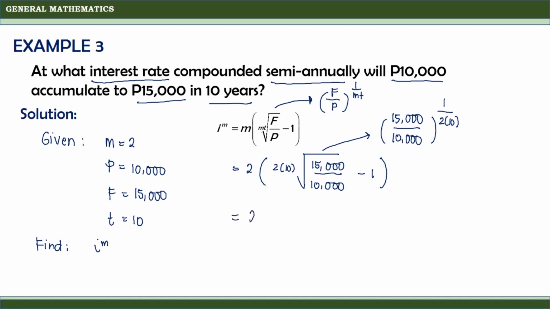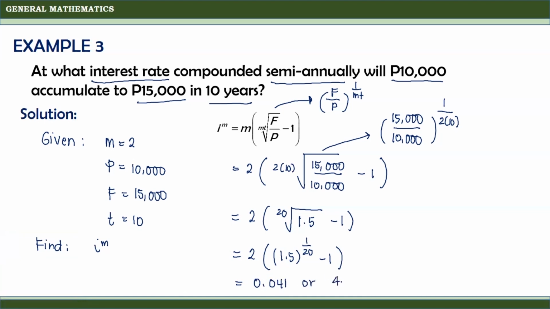So we're going to have 2 times the 20th root of 1.5, minus 1. From here, we can write this expression as 2 times 1.5 raised to 1 over 20, minus 1. Using our calculators, this expression will be equal to 0.041, or in percent form, 4.1%. Therefore, the interest rate or the annual rate is equal to 4.1%.